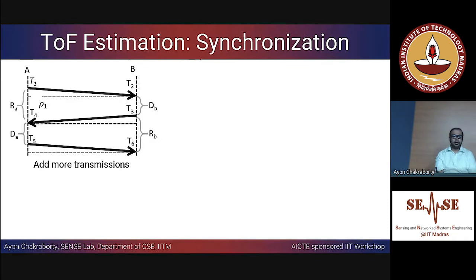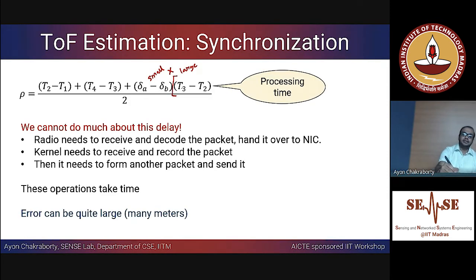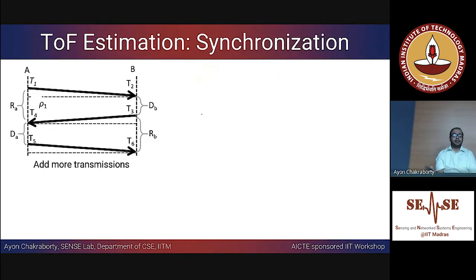Instead of just having this one-sided transmission where A is transmitting to B, we repeat the process again. As you saw, we were taking T3 minus T2 into consideration. What we are trying to do is bring some symmetric action on the other side also, so that using a trick we can get rid of this computation time. So now we have one more packet that is going to be transmitted from A to B.